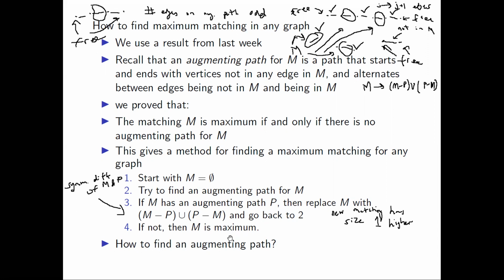And so this gives us an algorithm for finding a maximum matching in the graph, but there's part of it that we haven't really described. And how are we going to do this part?